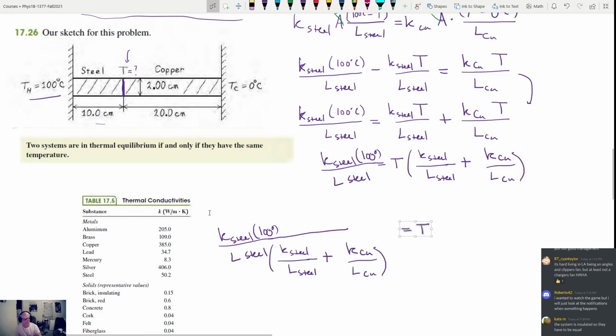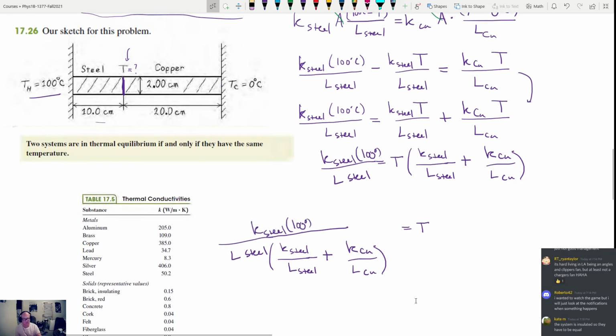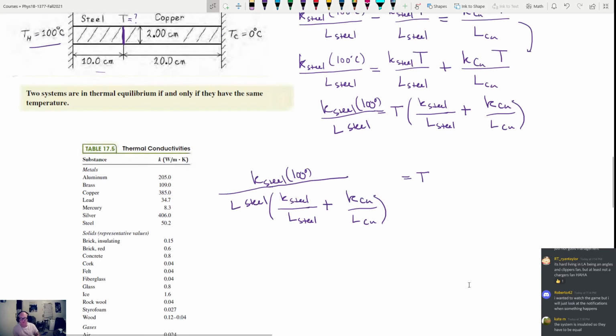It doesn't look the best, honestly. But I think you guys can follow along with what we've done. So that should be what the temperature is equal to. And then we just plug all of our numbers in. So K steel, 50.2, times 100, divided by L steel.